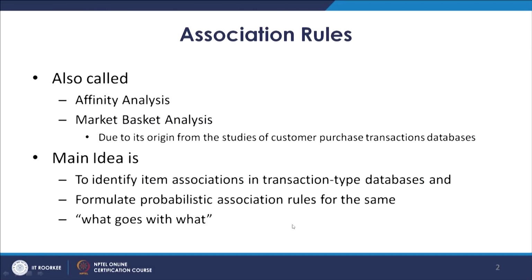Let us understand the main idea behind this technique, association rules. What we try to achieve in this method is to identify item associations in transaction type databases, and then we formulate probabilistic association rules for the same. The main idea is we look at the transactions and try to find out what goes with what. So, different groupings between items, association dependencies between items, and from that we try to formulate certain association rules and understand which particular items are purchased together or happen to occur in the transactions together.